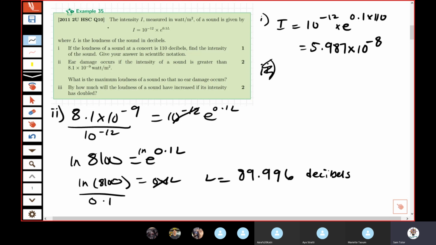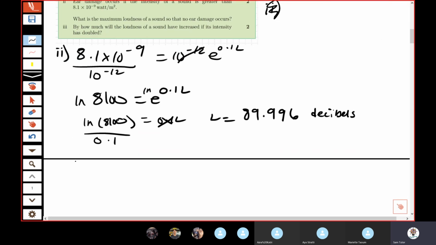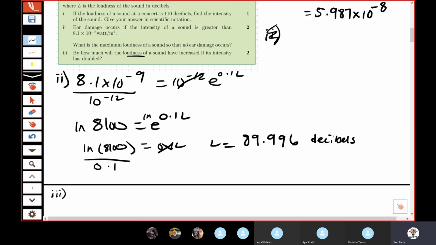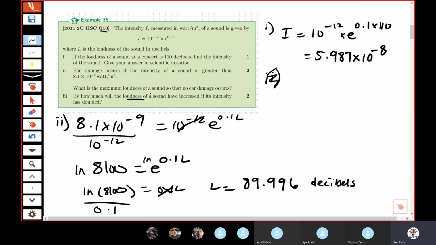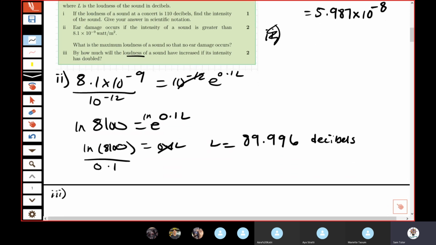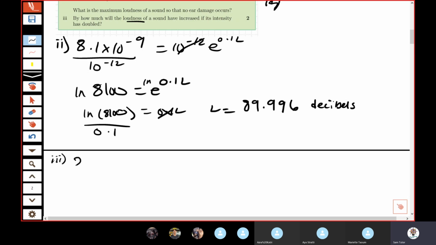Come on, you have to agree for question 10. It's not hard. I've taught you well enough to be able to do this. By how much will the loudness of a sound wave have increased if its intensity has doubled? So if that was 2I, so if it's 2 times this. Yuck. 2 times, as if they made you do that again. What a silly question.